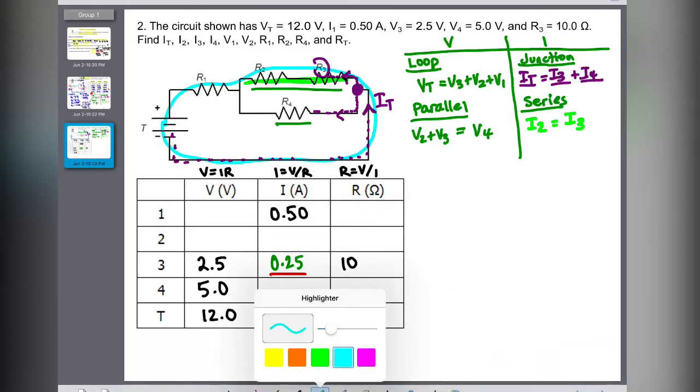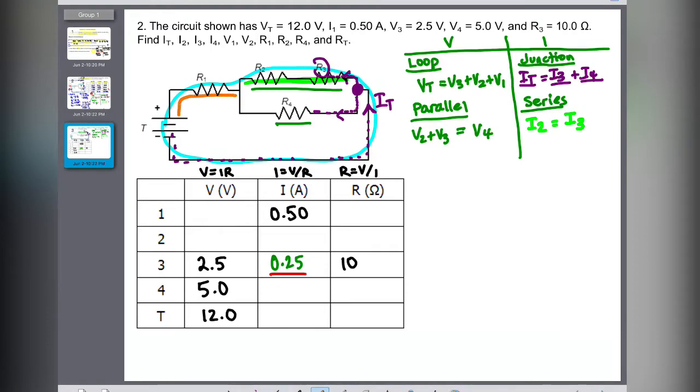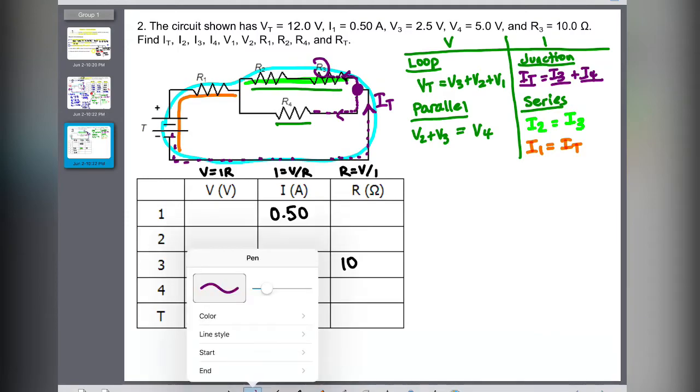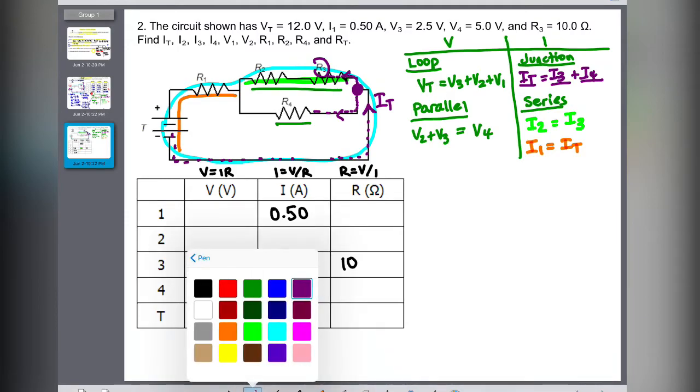And then at the same time, what else is in series? I'm going to use orange. Okay, these two are also in series. When they're in series, their currents are the same. So I1 equals IT. Okay, I think that's all the equations I could write. Sometimes you could have more than 4, depending on the situation, or how complicated the circuit is.